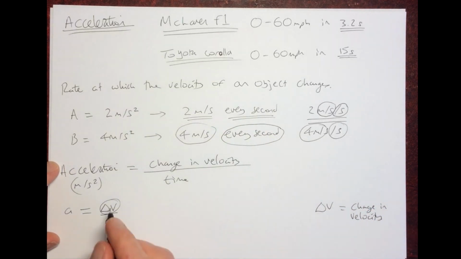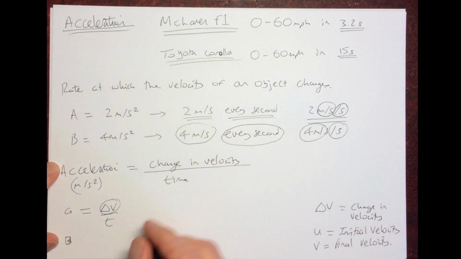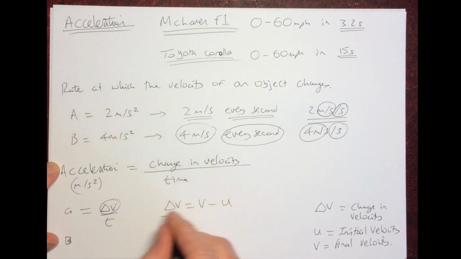Now, to work out the change in velocity, you need to know two things. You need to know the initial velocity of the object, and you need to know the final velocity. The change in velocity, delta v, is equal to the final velocity minus the initial velocity. Really important to know that. So there's some thoughts on acceleration.